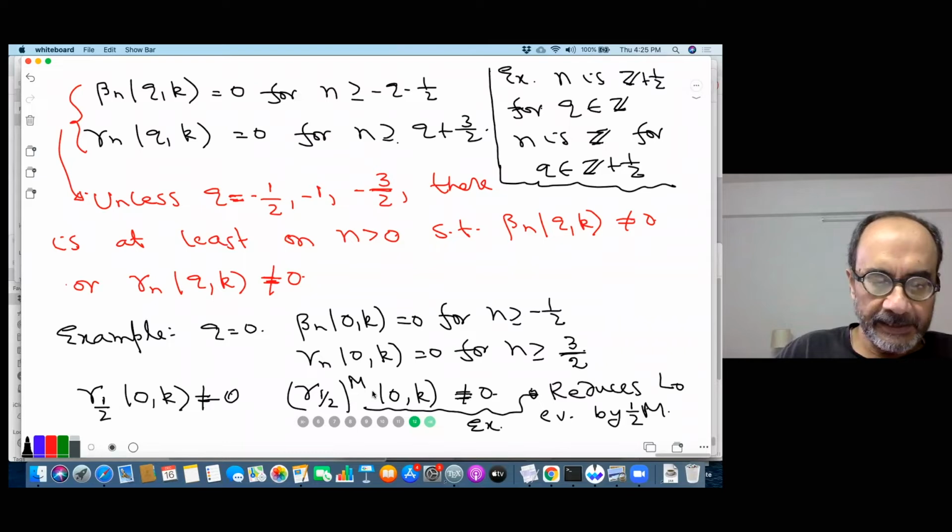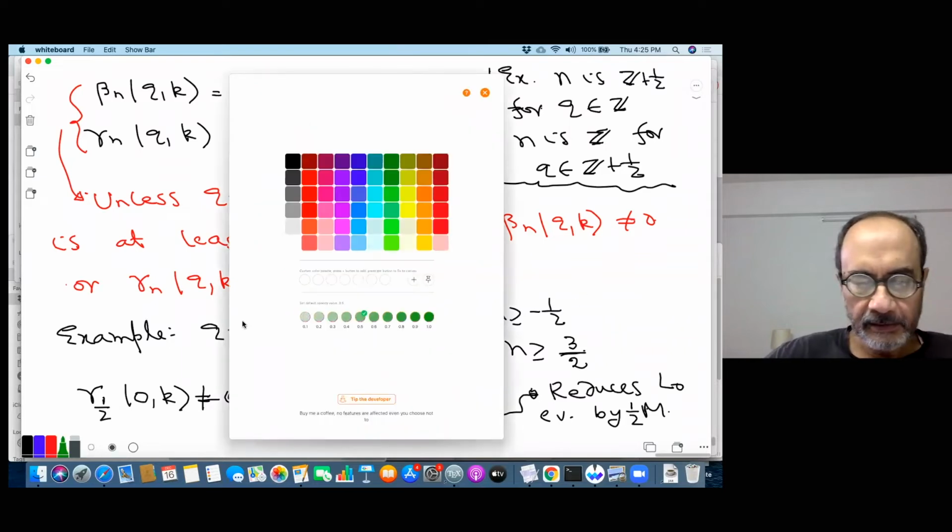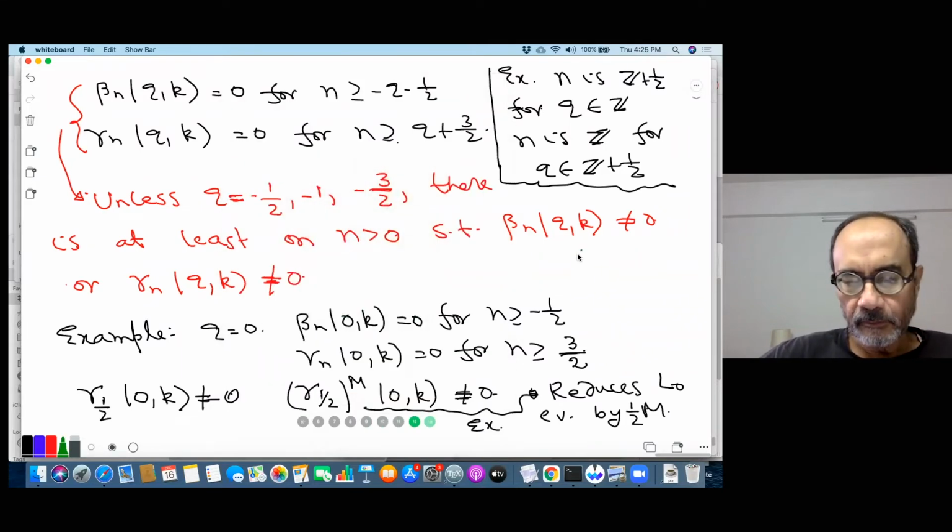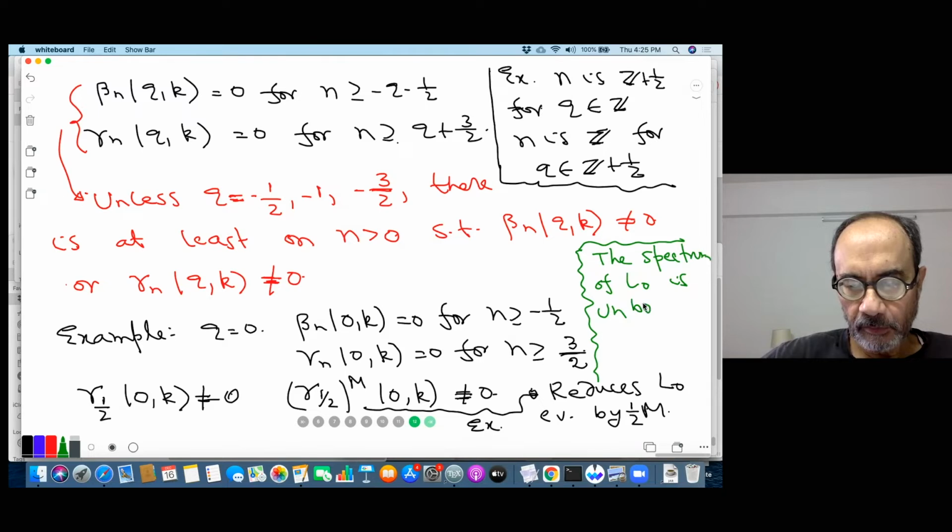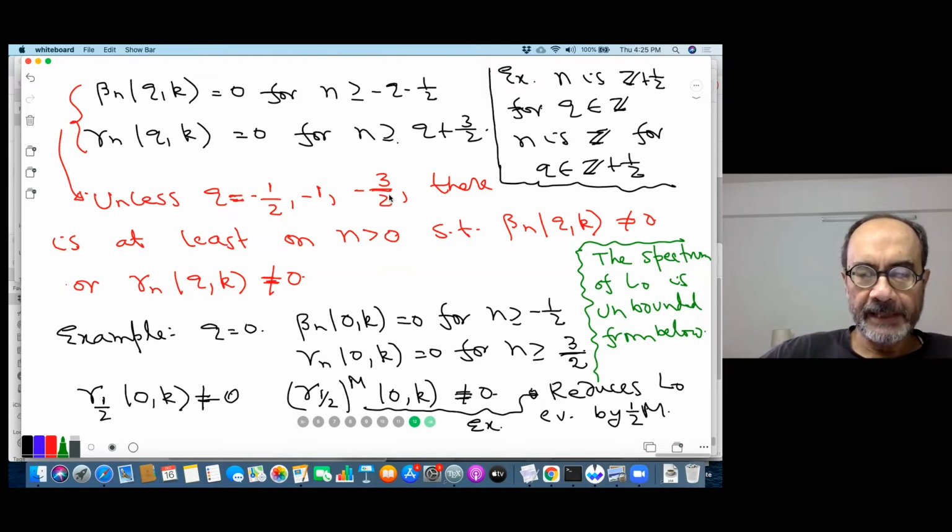So this essentially tells us that in such cases, the spectrum of L0 is unbounded from below. This is avoided only for the special cases. You can check that in these cases this problem doesn't exist.